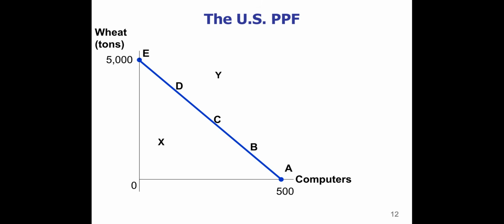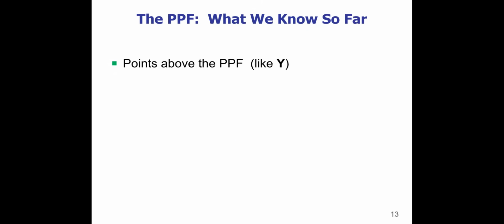If you look at point Y, it is outside of the PPF, or to the right. So at point Y, something that's above the production that's possible, it means we can't currently make it. We would have to have more access to new resources, more laborers, more technology, something to make us more efficient with what we have in order to reach a production point like Y.